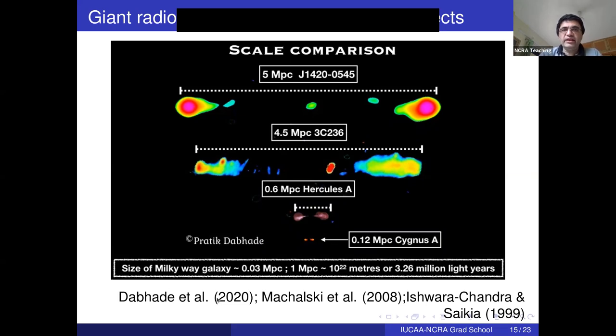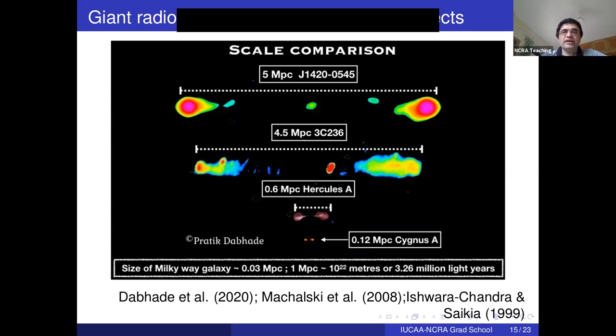So recently, Pratik Dabhade at IUCAA has compiled a catalog of giant radio galaxies, which includes giant radio galaxies discovered previously, but he has also added several new discoveries. Pratik was a PhD, or maybe still is a PhD student at IUCAA. Machalski was a Polish astronomer who discovered this 5 megaparsec scale radio galaxy. And many years ago, Ishwar Chandra and Saikia at NCRA compiled a catalog of giant radio galaxies, which is also very widely cited in the literature.